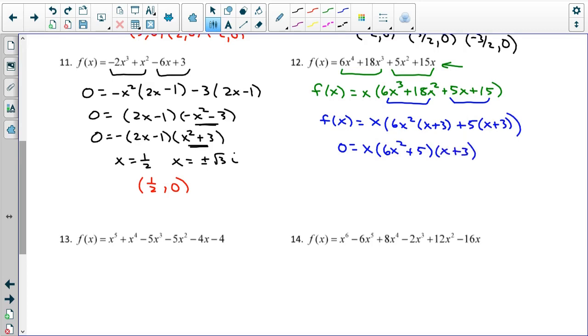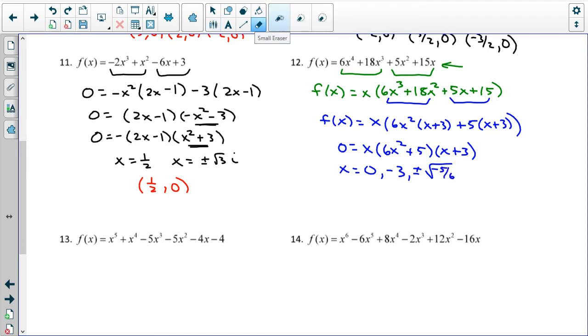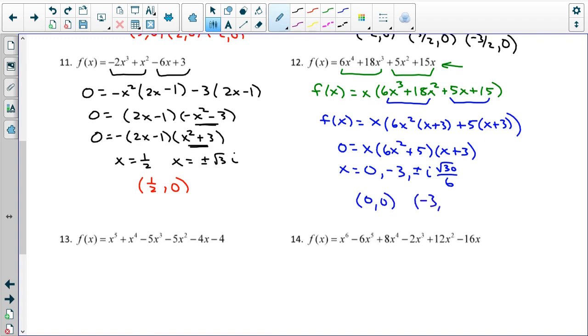And then I get x-intercepts at 0, negative 3, and then plus or minus the square root of negative 5/6, which is i times the square root of 30 over 6. I'm not going to write that as a real x-intercept because it's not. So I end up with those.